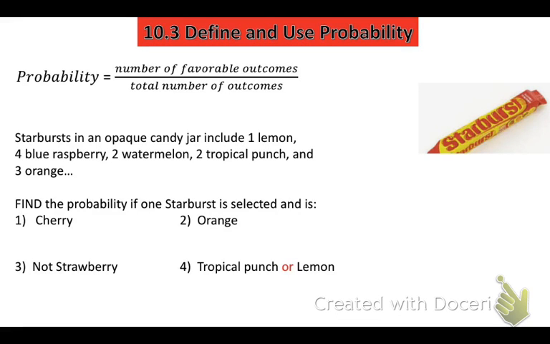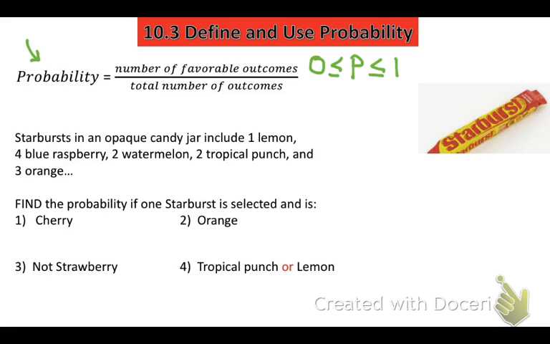In lesson 10.3, we're looking at probability. Our answers will be between 0 and 1. So the probability that something is going to occur is going to be greater than or equal to 0 and less than or equal to 1. So our answers will be decimals, fractions, or written as percents.